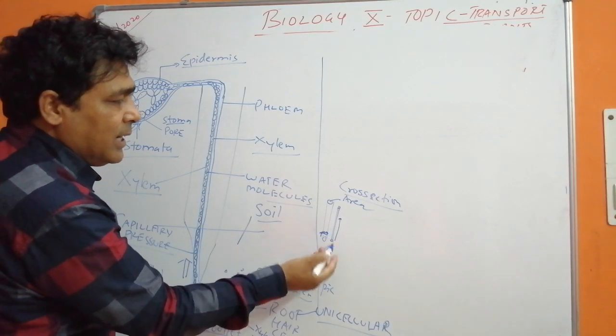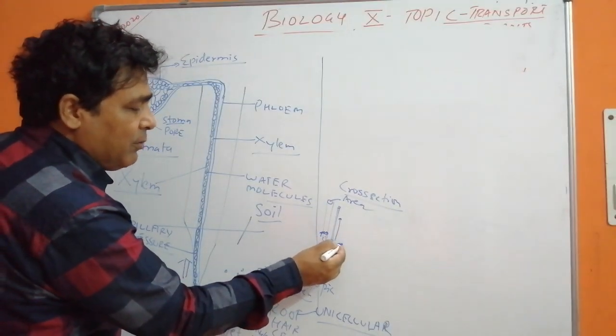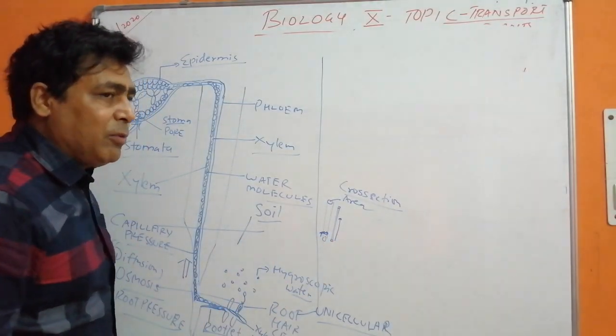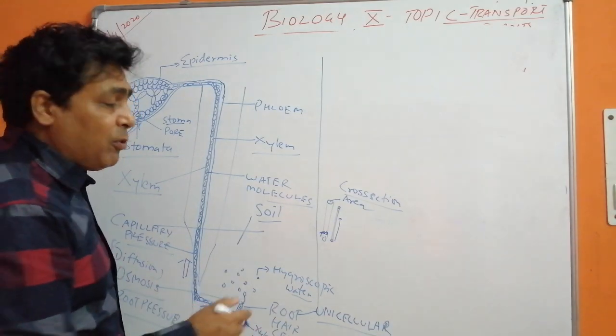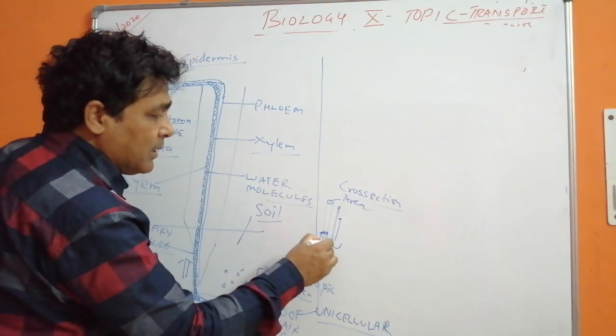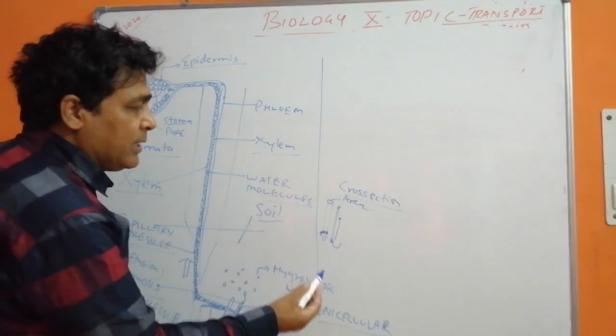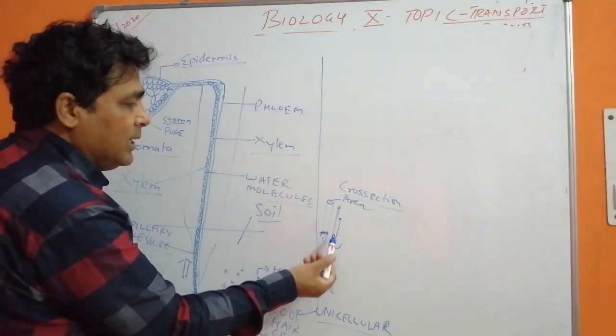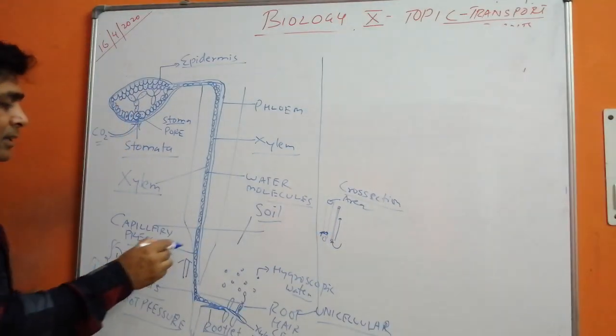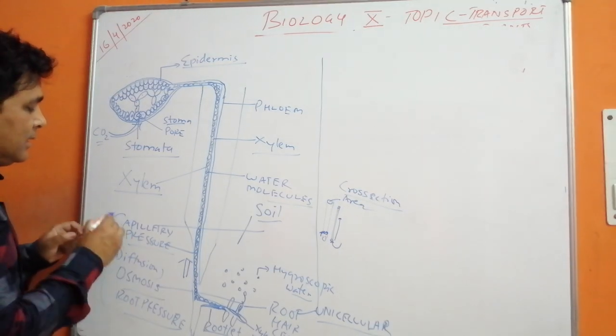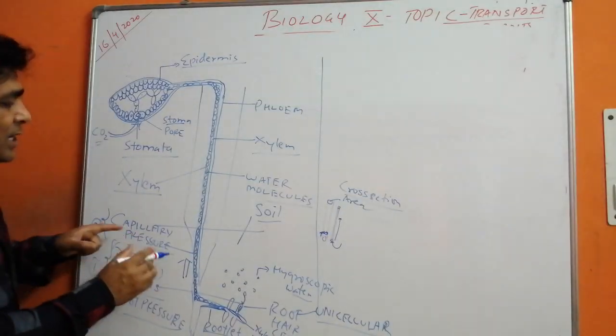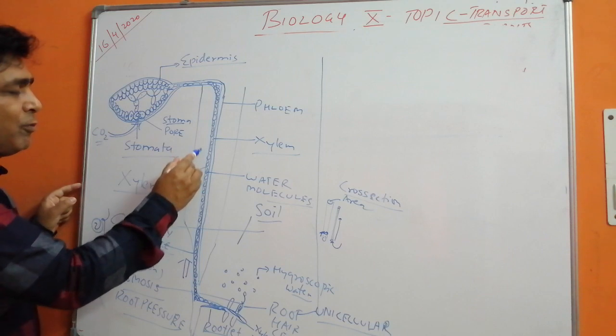So the air is present here and we know that air is also a fluid and water is also a fluid. So fluids are going to put a pressure, because water is more dense, so it is going to push the air out. So it creates a capillary pressure. This capillary pressure is the second pressure which allows the movement of the water upward.